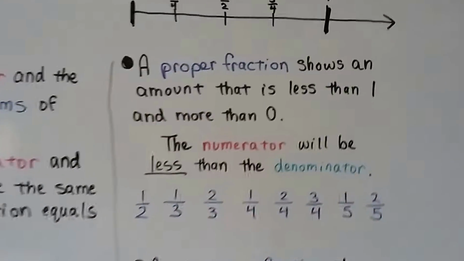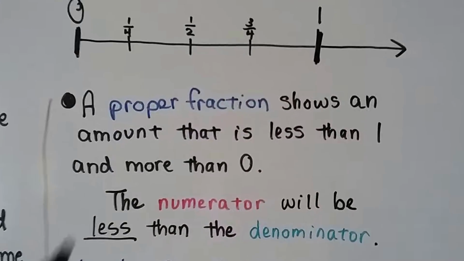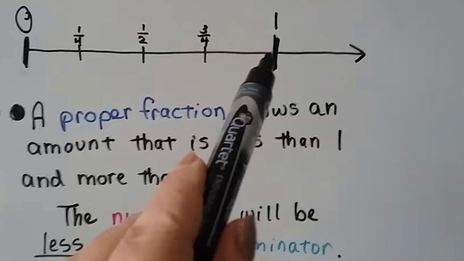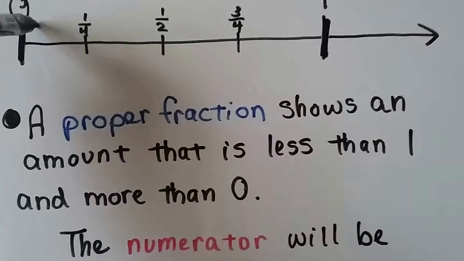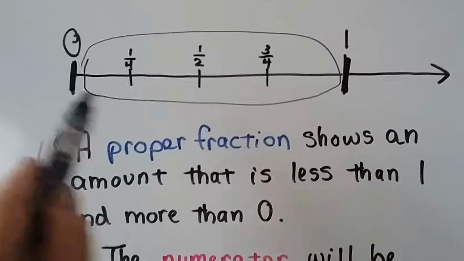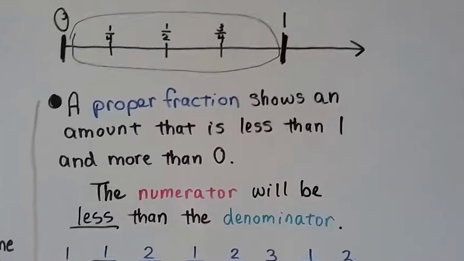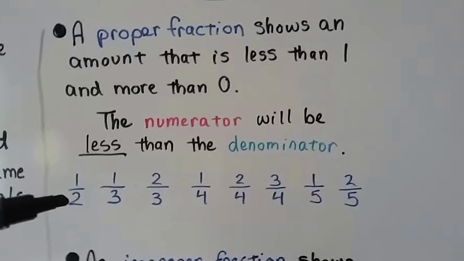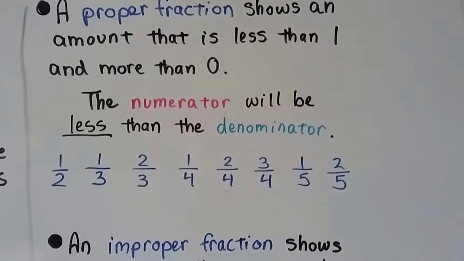A proper fraction shows an amount that is less than 1 and more than 0. So on a number line, here's 0, here's 1. So a proper fraction shows everything that is in this area, that is in between 0 and 1. The numerator will be less than the denominator. So the top number, the numerator, is going to be smaller than the bottom number, the denominator. Then it's a proper fraction.